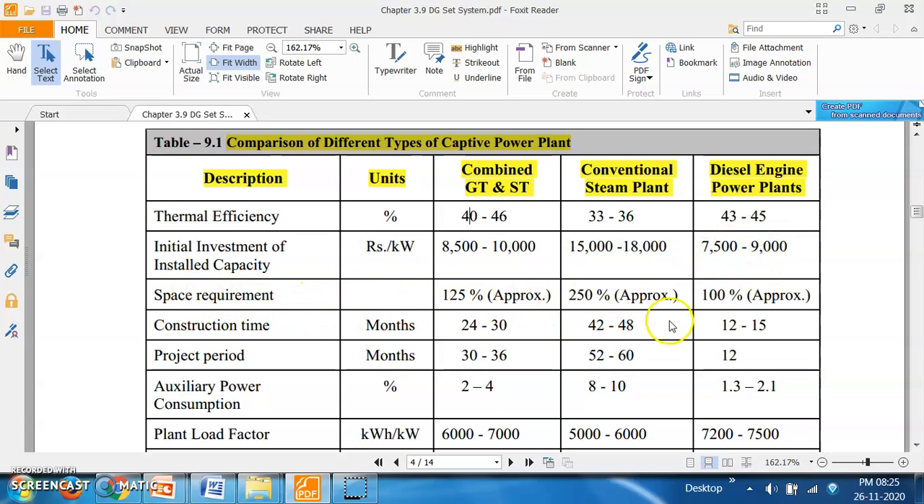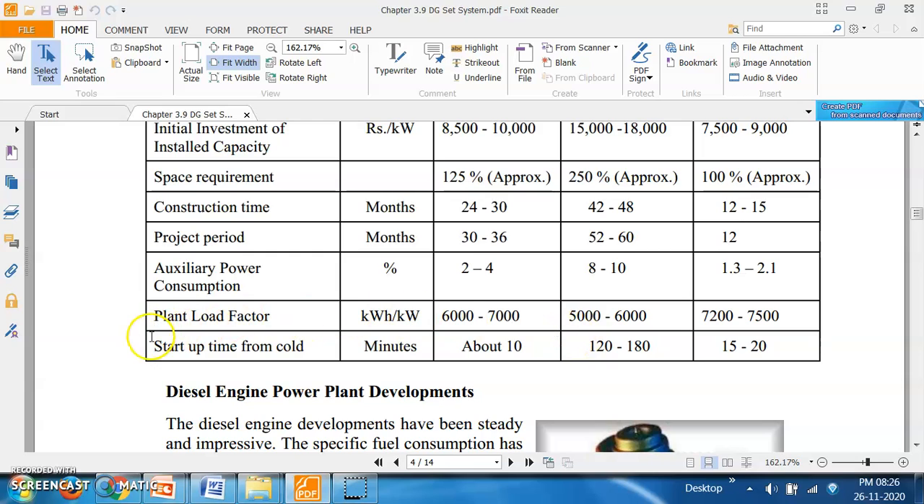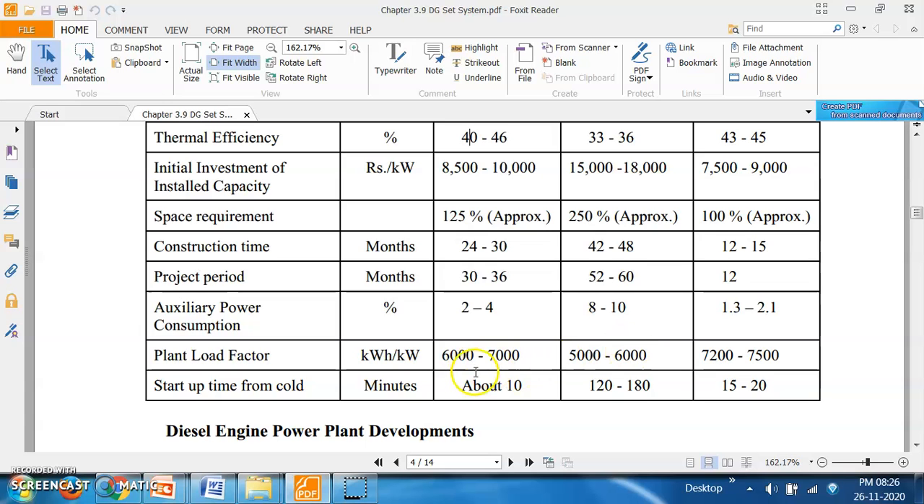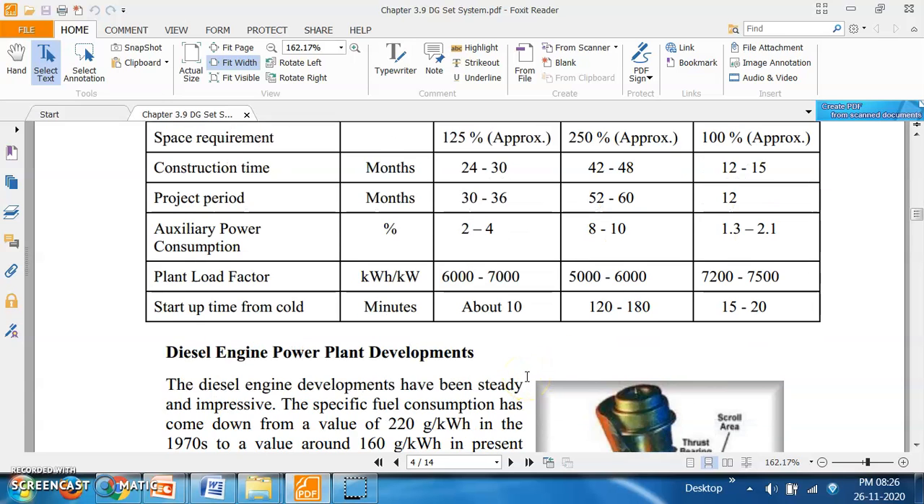Space requirement, with respect to the diesel power plant: the conventional plant requires 50% and the gas turbine and steam turbine plant requires 120%. Construction time, if it is a huge diesel power plant, is maybe 12 to 15 months. And similarly, the startup time from cold is in minutes, which is 15 to 20 minutes, whereas the other takes 3 to 4 hours, about 10 minutes, right?